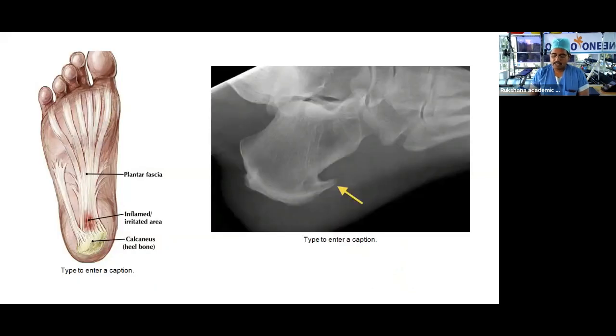That's what you see in this slide, that you have that calcaneal spur. As you can see in the X-ray, and in that diagram you can see the inflammation in that area. So that is the area that a patient with heel pain typically feels in the morning.